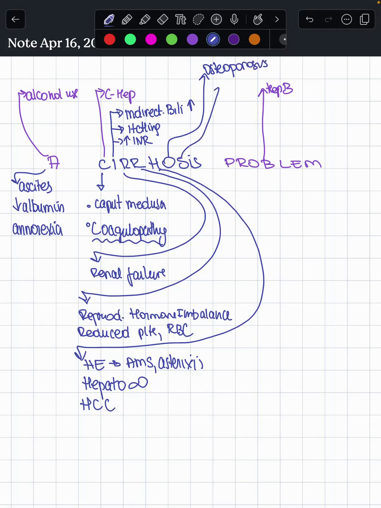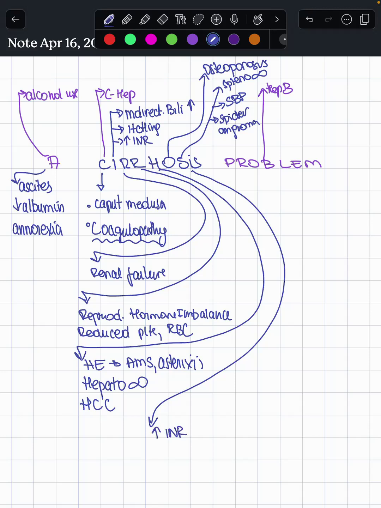S will stand for splenomegaly, as well as spontaneous bacterial peritonitis and spider angiomas, which you will see on their skin, spider kind of lesions. And then the letter I will just stand for increased INR as a reminder again. And then also infections, not just SBP, but also increased likelihood, for example, of sepsis. Okay, and now I want to just emphasize the letter S, that we want to stop alcohol use in these patients as one of the ways to treat the disease.